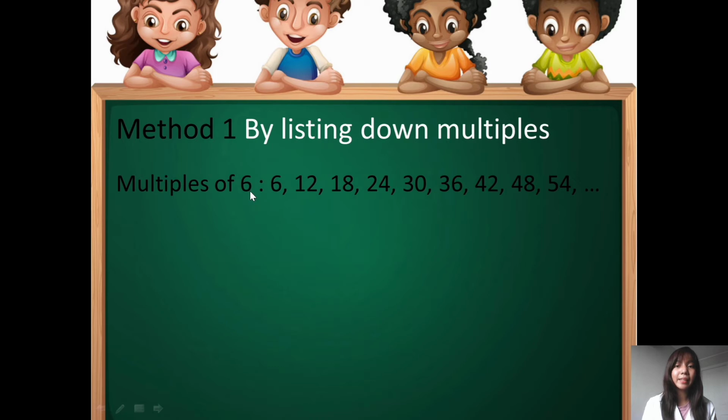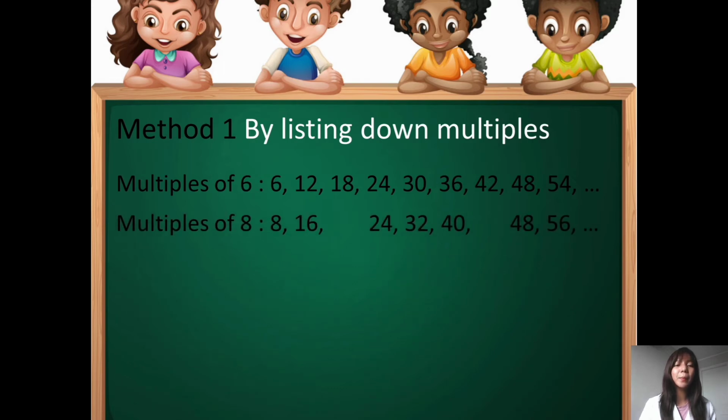Again, in getting multiples of a number, you just have to multiply it by another whole number. It is better if you start from 1. So in this example, 6 times 1, 6. 6 times 2, 12. 6 times 3, 18. 6 times 4, 24. And so on and so forth. The 3 dots here indicate that the list is still going on. Alright, so there are more. You can list down as many multiples of 6 as you can.